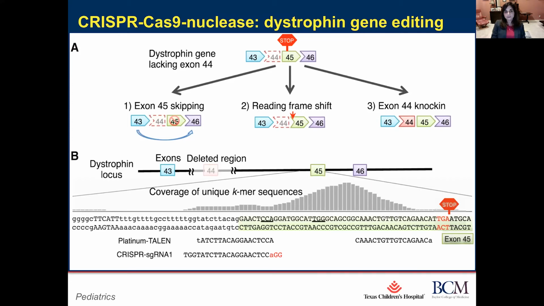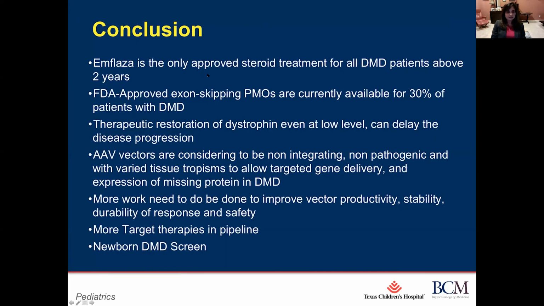And it looks very promising, in that in animal models they have seen expression of dystrophin maybe as high as 60%. So it's very promising, but we will see what the human trial shows. With that, the conclusion of my talk is, I mentioned that Emflaza is the only approved steroid treatment for all DMD patients. Now it's approved for ages 2 and above.